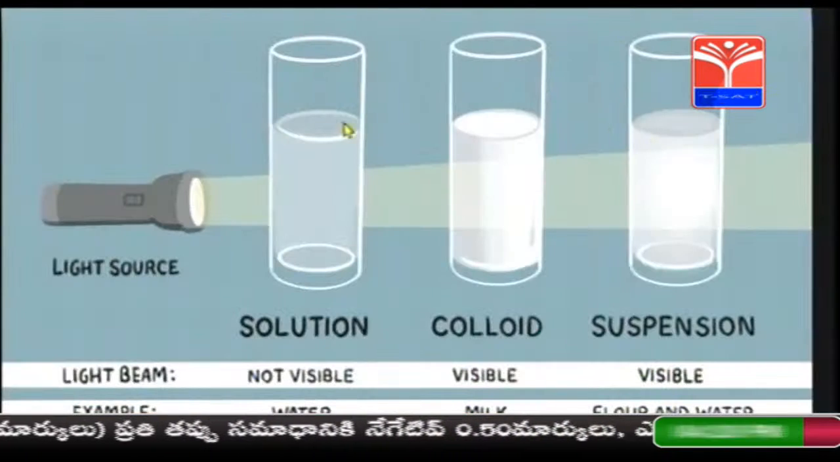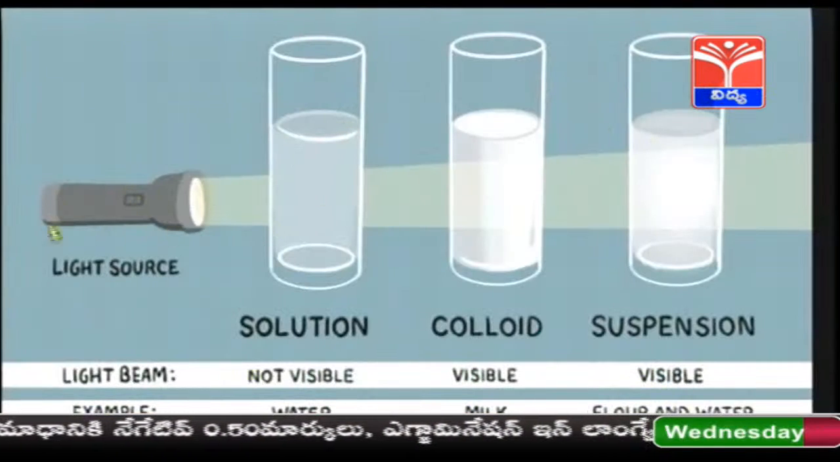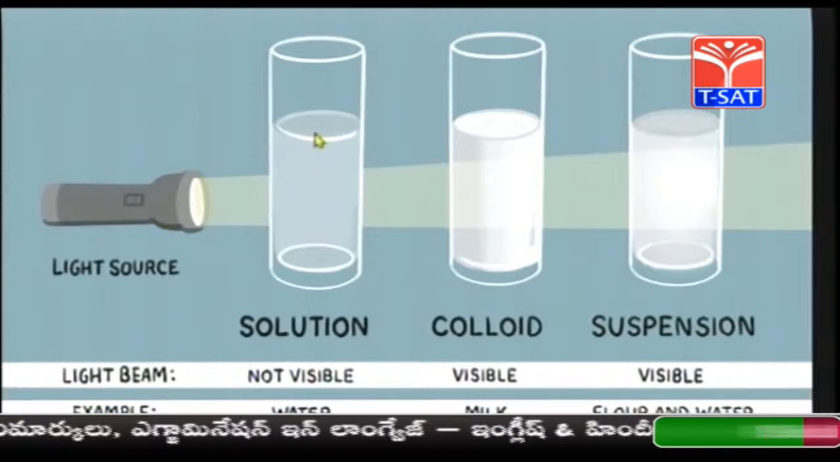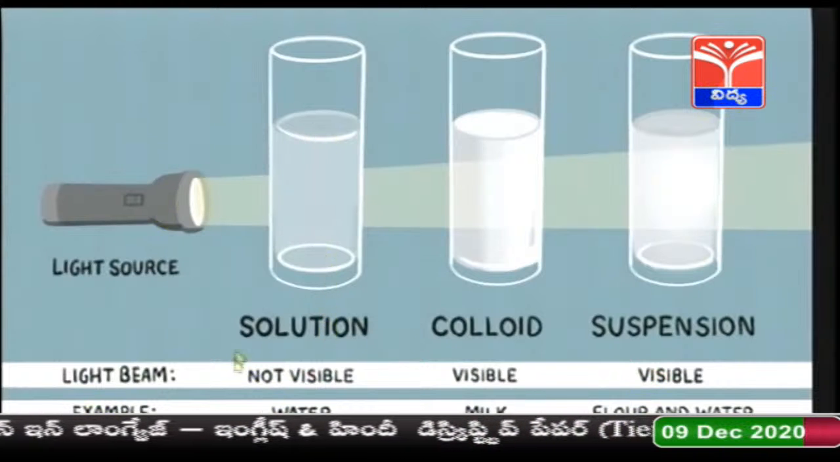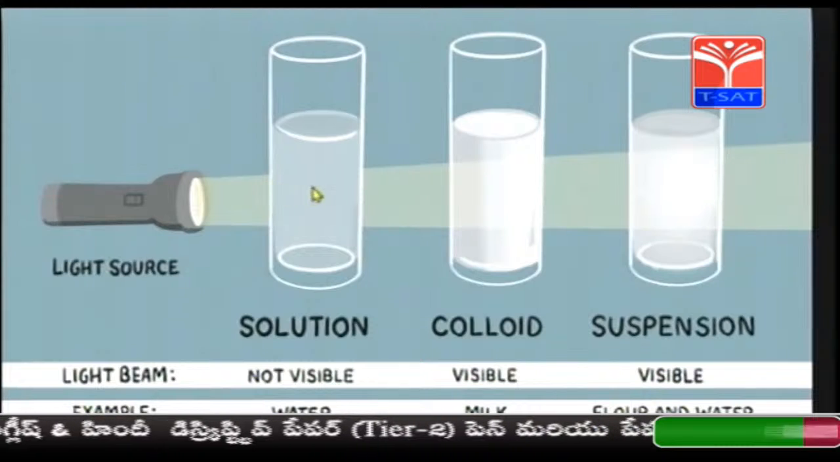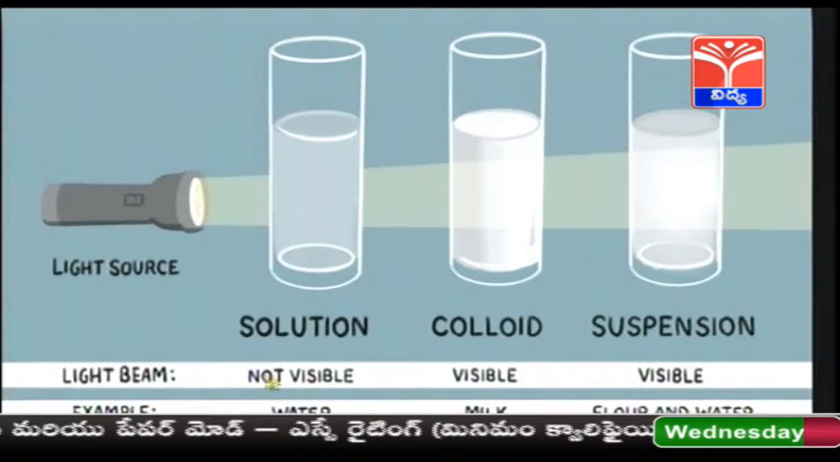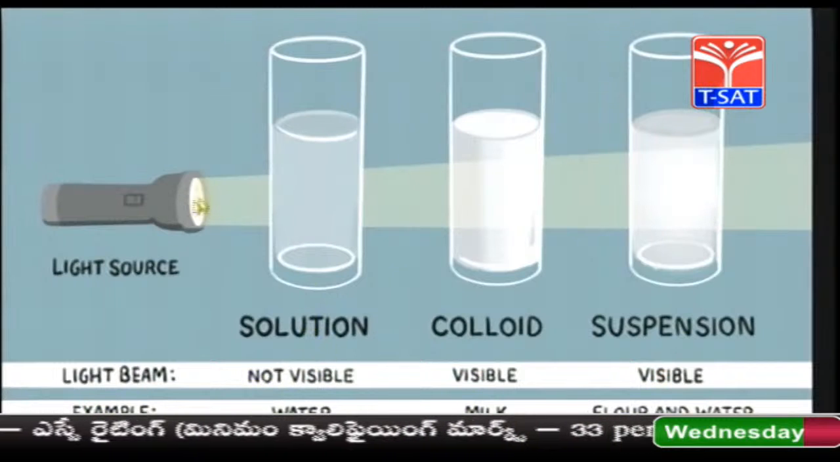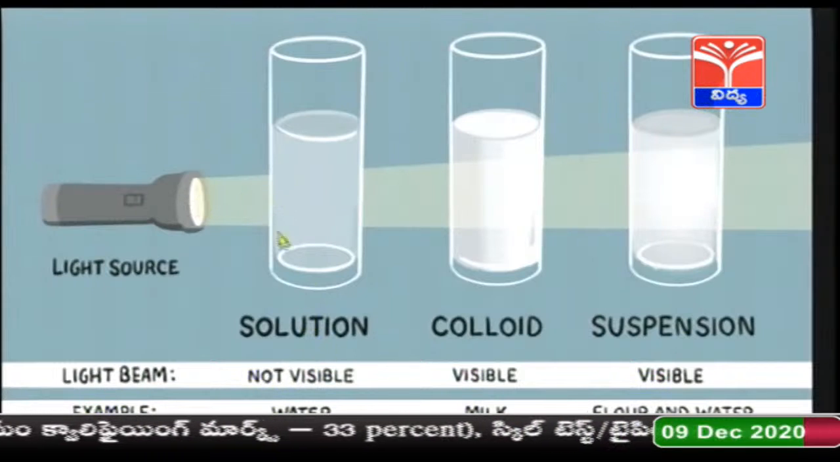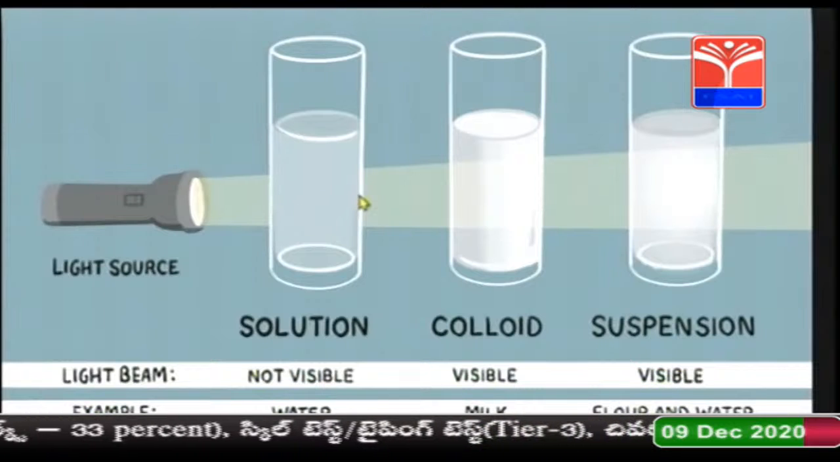Children, observe this picture, children. We have taken a light source. When this light source is allowed to pass through the clear solution, can you observe this light ray passing through the solution? No, because this is a homogeneous mixture. So the light ray or the beam of the light ray cannot be seen passing through the solution.